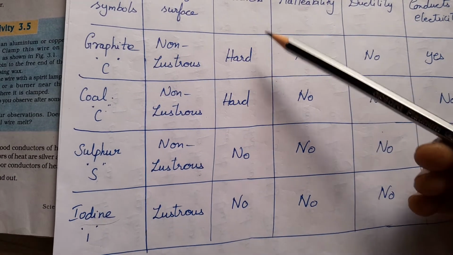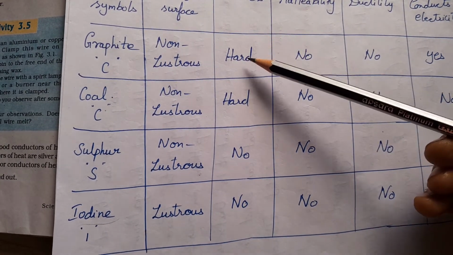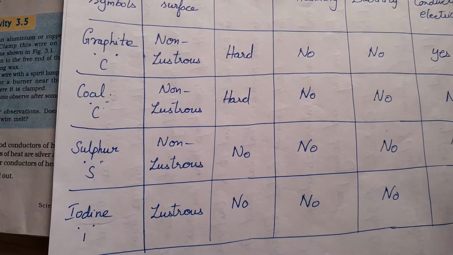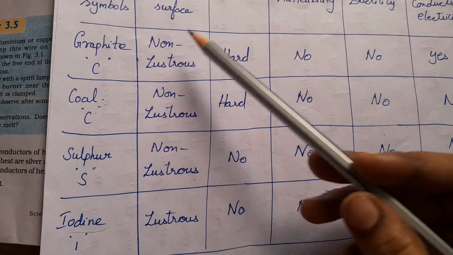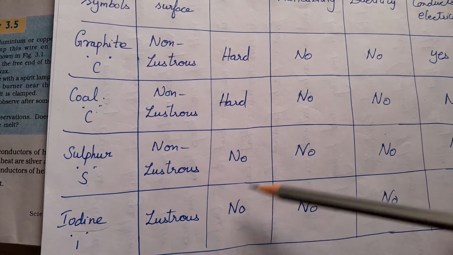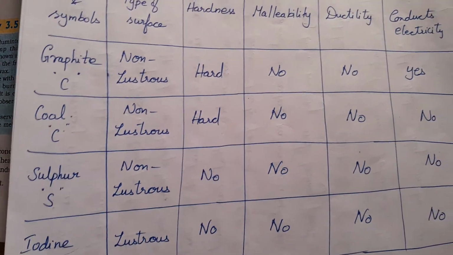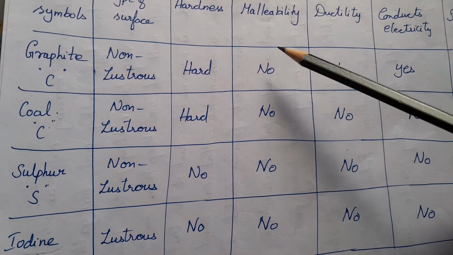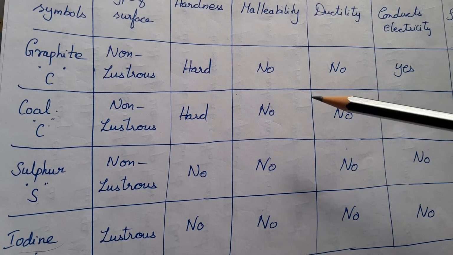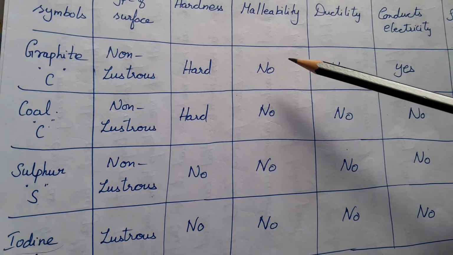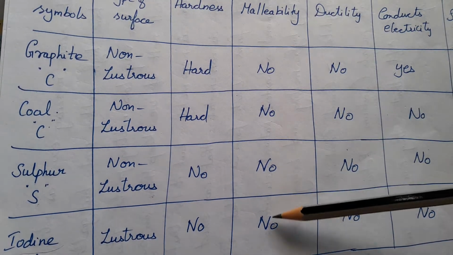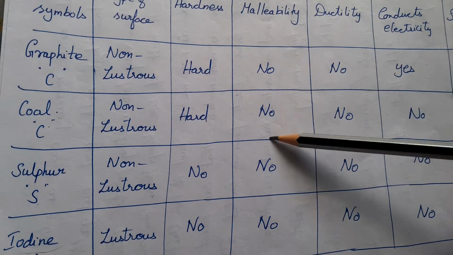And then the hardness. Graphite is very hard, coal is also very hard. Metal is very hard, right? But these two are exceptions. Graphite and coal are hard, sulfur and iodine are soft, so not hard. Next one, malleability property. Malleability means most of the metals, not all metals, can be beaten into sheets, right? But these non-metals will not be beaten into sheets. So all these are no.